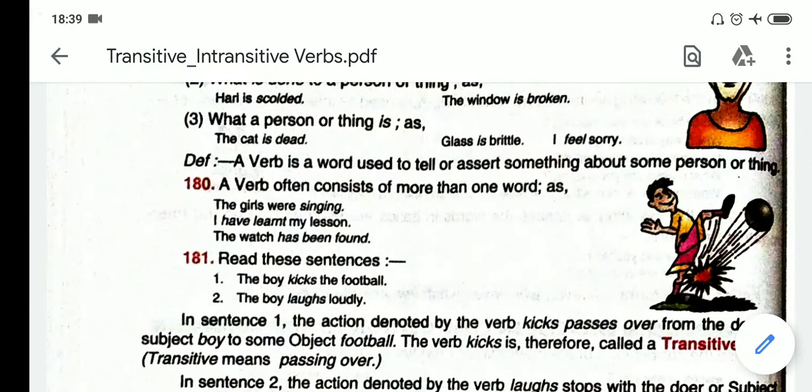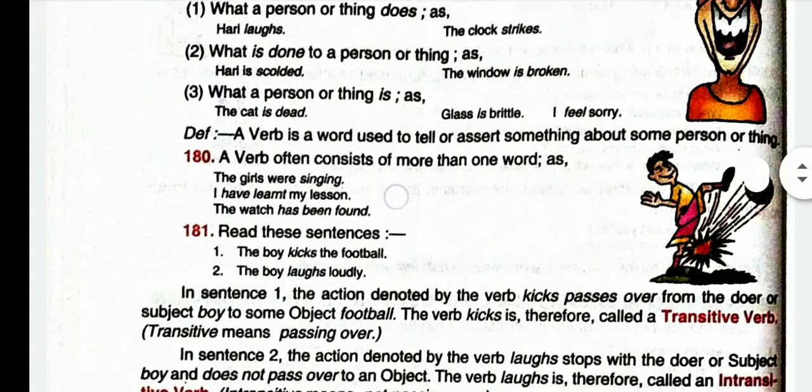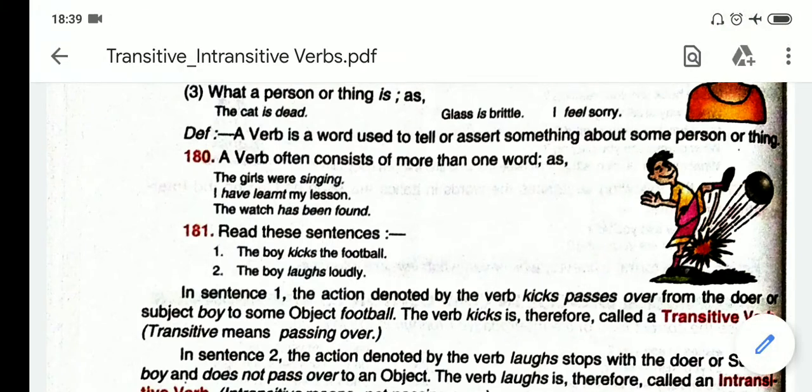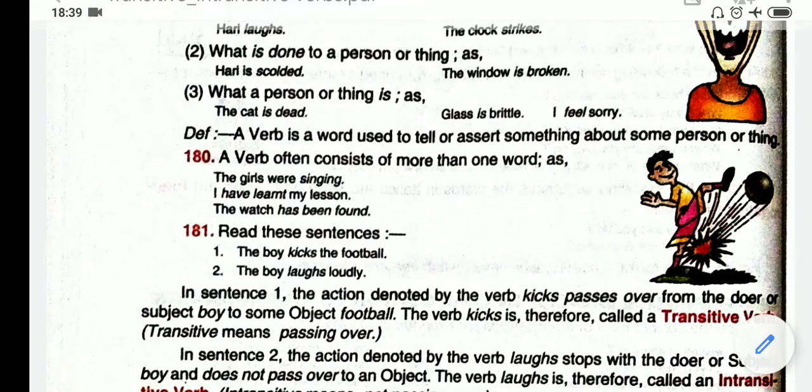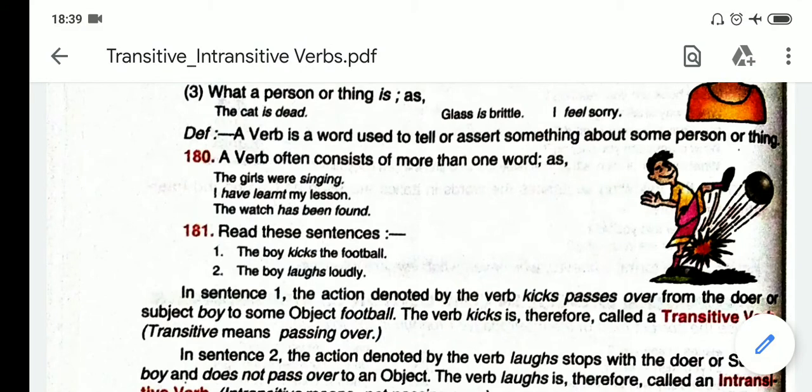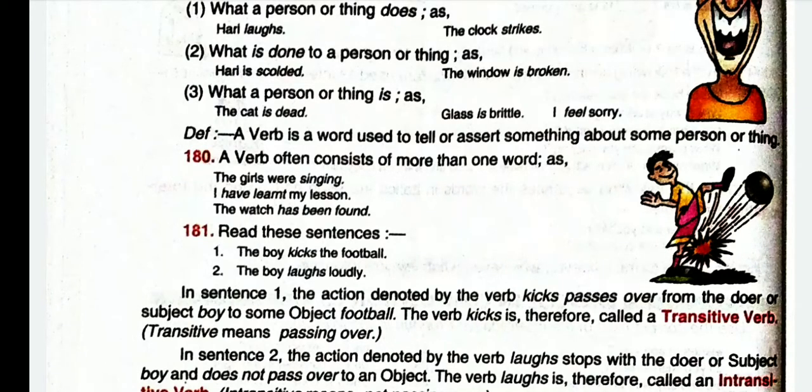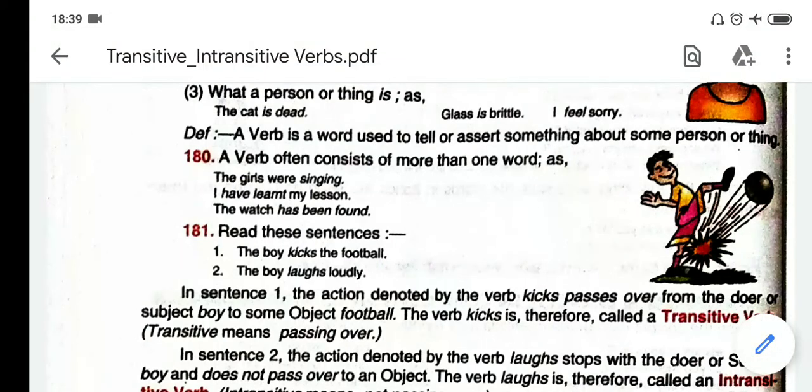A verb often consists of more than one word. For example, the girls were singing. I have learnt my lesson. The watch has been found. In these cases, were singing, both are verbs. Were is also a verb, and singing is also a verb. Were is a helping verb and singing is the main verb in this case. I have learnt. Have is a verb and learnt is also a verb, although have is a helping verb in this case. The watch has been found.